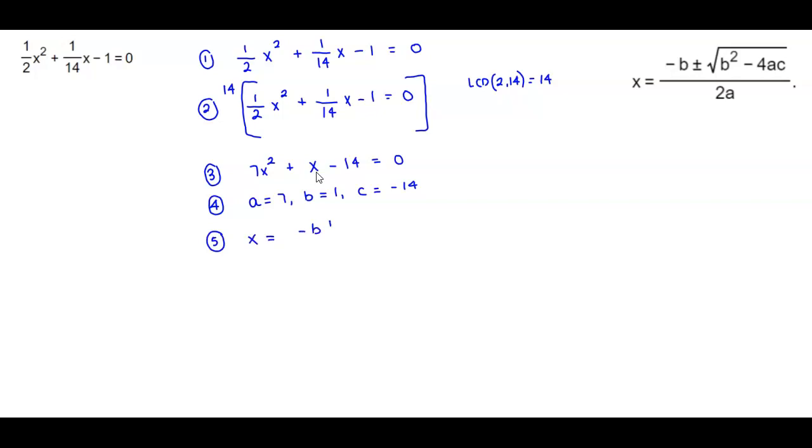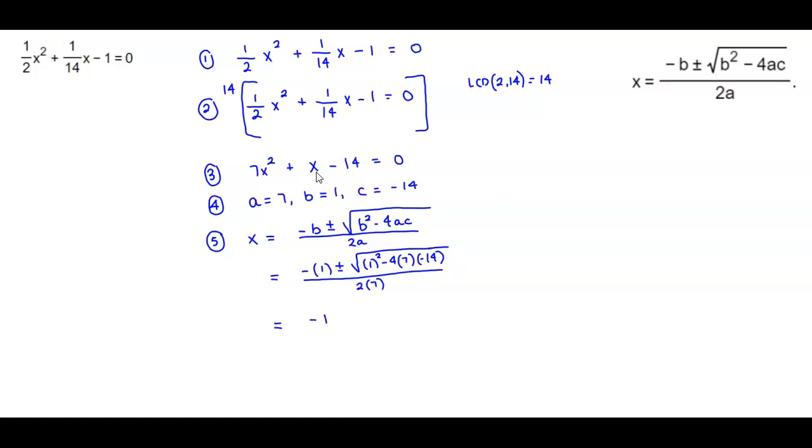Now let's go ahead and use the quadratic formula, because we know x is equal to negative b, plus or minus the square root of b squared minus 4ac over 2a. Okay, so now we're going to plug in b, which is positive 1, so that's a negative times a positive 1, plus or minus the square root of b, which is 1 squared, minus 4 times a, which is 7, times c, which is negative 14, all over 2 times a, which is 2 times 7.